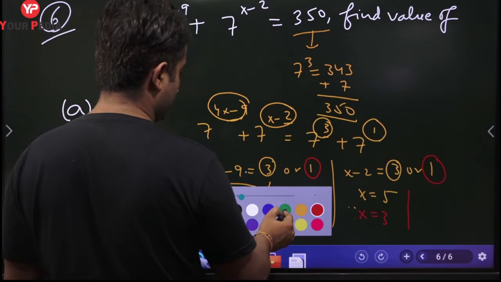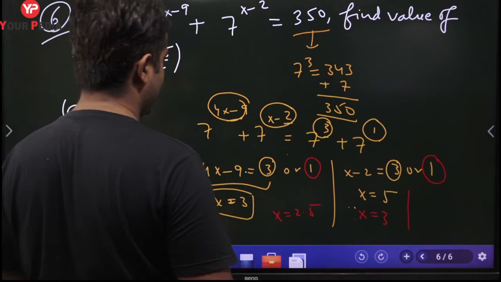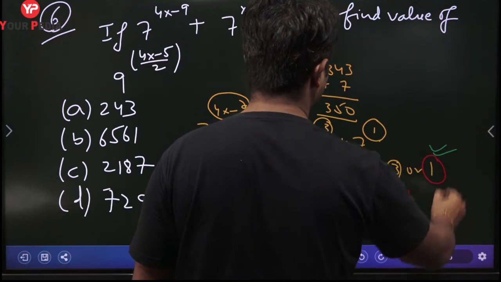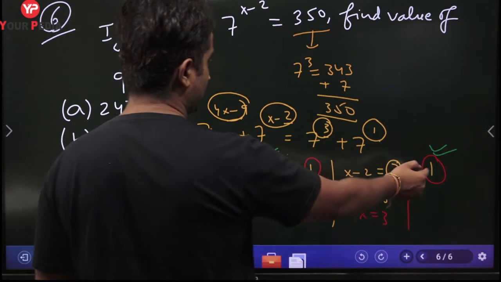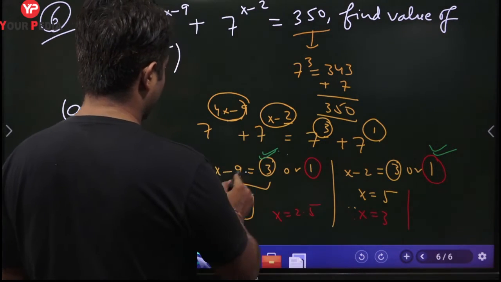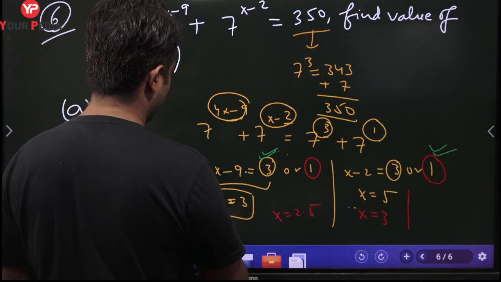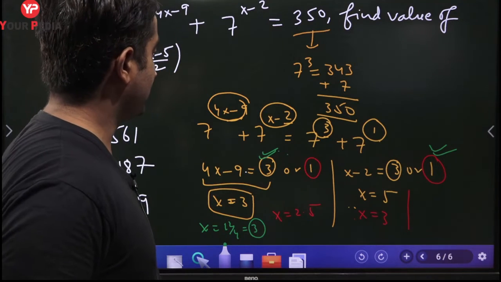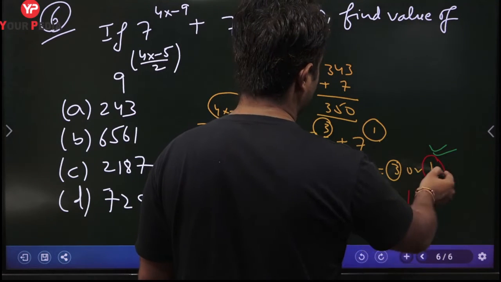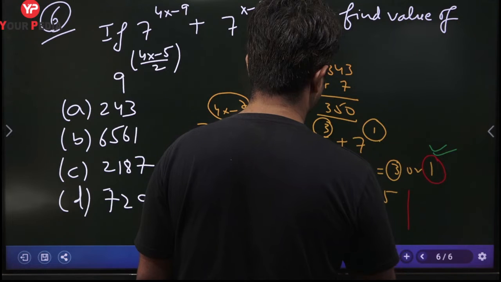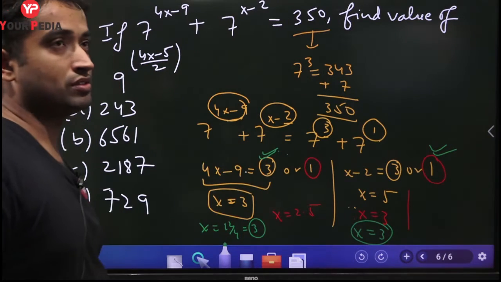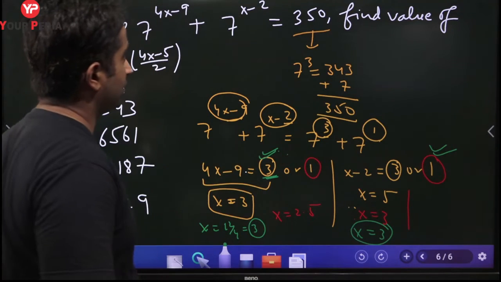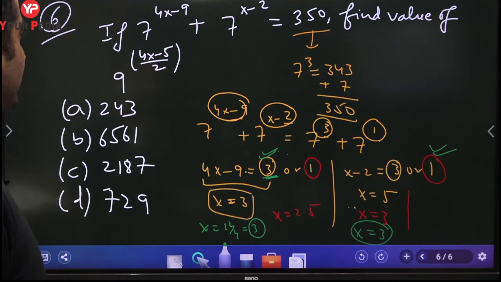Now another combination, when I took 3 here and 1 here, value is 1, so my 4x minus 9 is equal to 3, so x will come out to be 12 by 4, so that is 3. And x minus 2 is equal to 1, so x comes out to be 3. In both the conditions x is coming out to be same. Okay, so that would be 3 and 1, so x is 3.